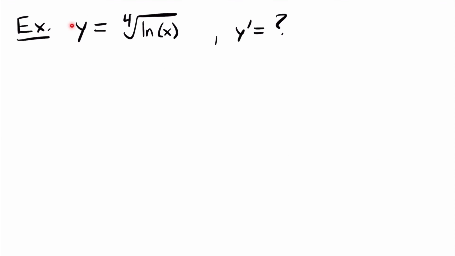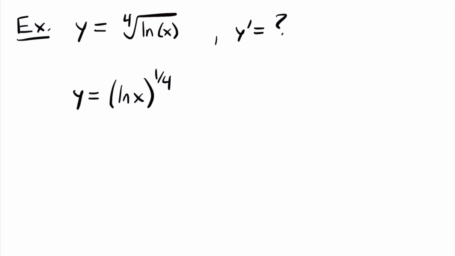All right, next we have that y is equal to the 4th root of the natural log of x, and we want to know what y prime is, or the first derivative of this function. And so in this case, let's rewrite the 4th root to be this function to the 1/4 power. And so we'll have that y is equal to the natural log of x to the 1/4 power.